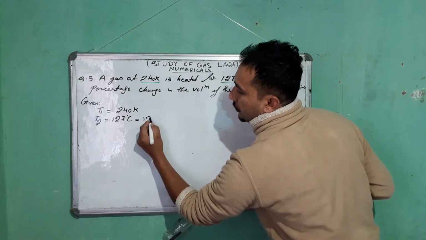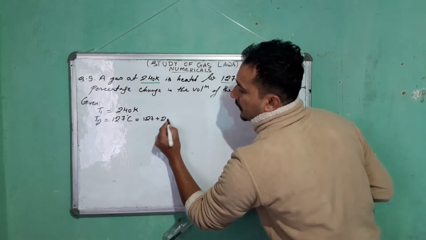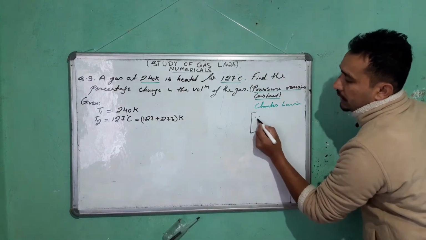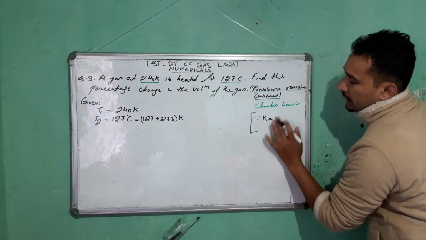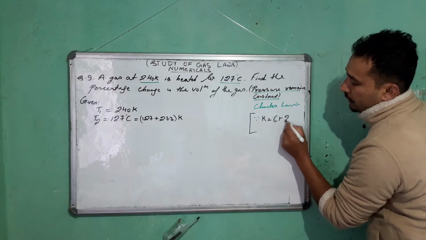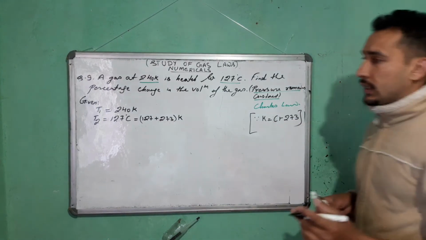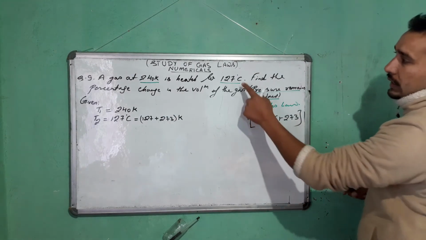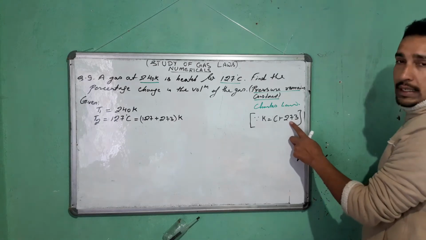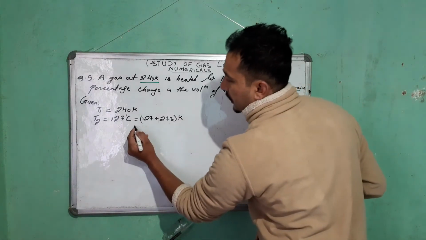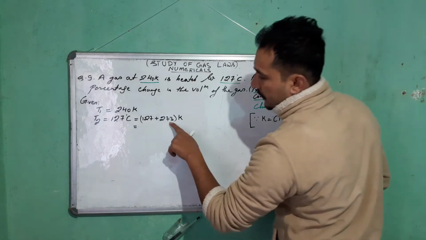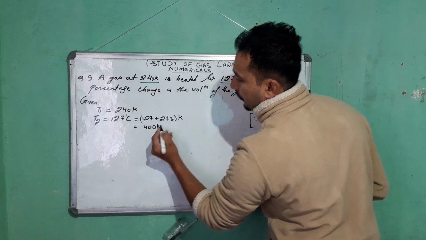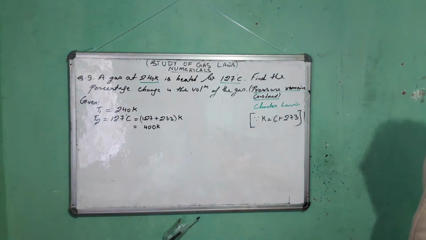It will be 127 plus 273 Kelvin, because K is equal to C plus 273. We have done this type of conversion in previous questions also. If you want to convert degrees Celsius to Kelvin, you have to add 273. So 7 plus 3 is 10, 7, 8, 9, 10, 2, 3, 4, 400 Kelvin. T2 is 400 Kelvin.